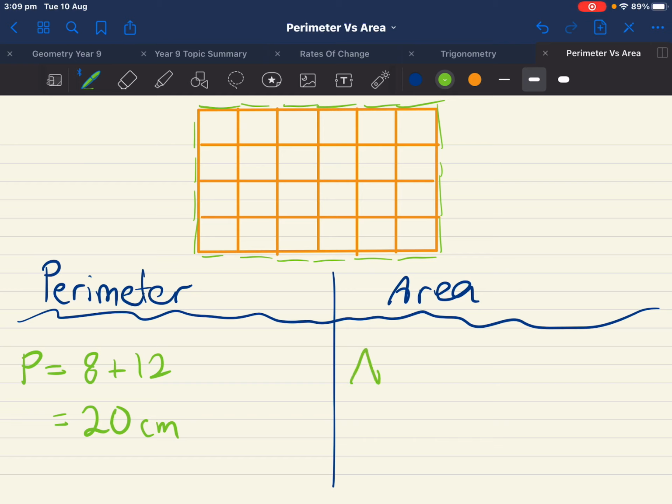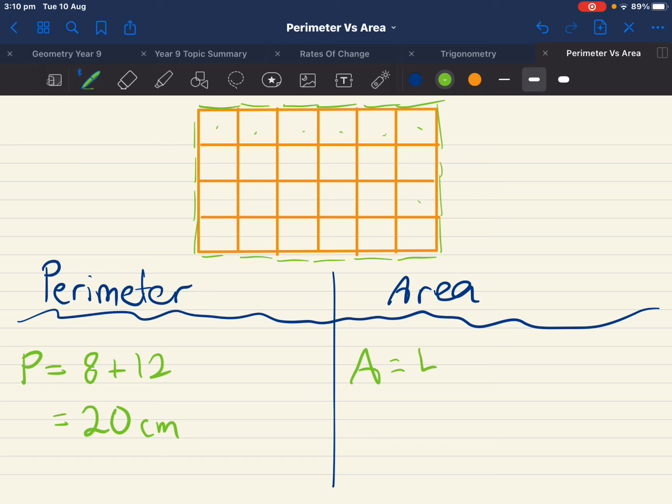What would our area be? Well, again, you can just count up all the squares, right? 1, 2, 3, 4, 5, 6. The next row is another lot of 6. So 6, 12. Third row, another lot of 6, right? 3 lots of 6 is 18. And another lot of 6, 4 lots of 6 is 24.